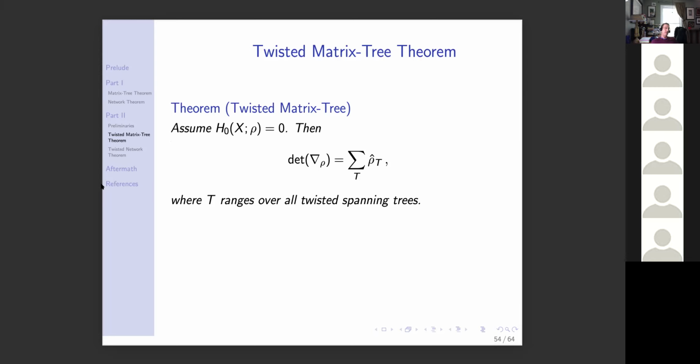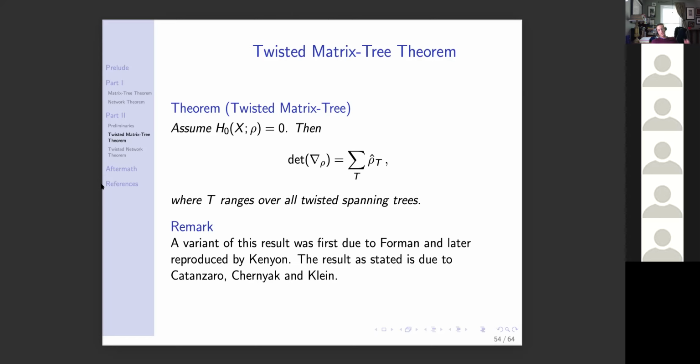Assume that the 0th homology of your graph vanishes. So that means all the holonomies over every cycle in the graph are non-zero. Then the determinant of the twisted Laplacian is a sum indexed over twisted spanning trees, and the sum is given a weighted value for each spanning tree given by the modified holonomy of the twisted spanning tree. So that's the twisted matrix tree theorem that's due to us.